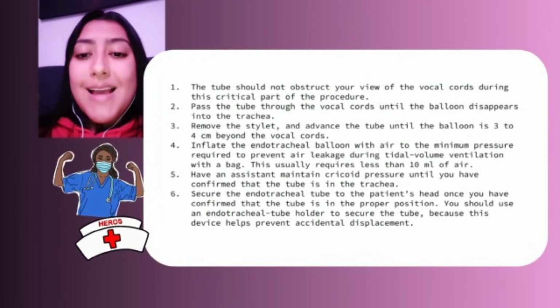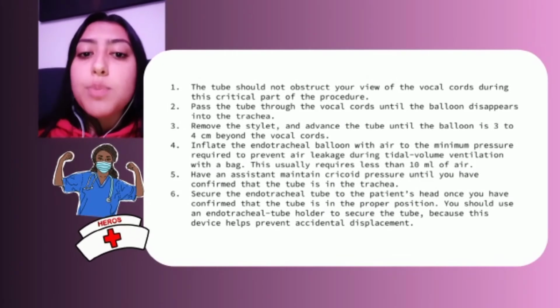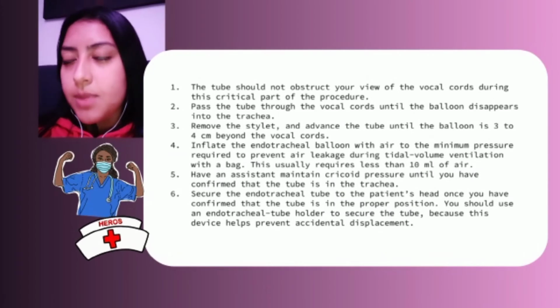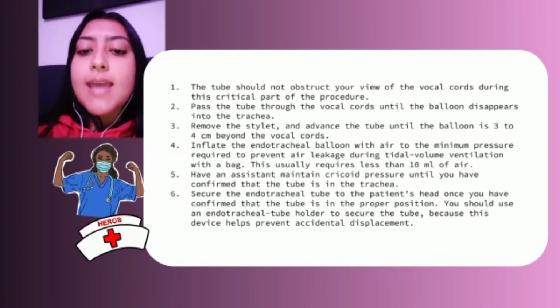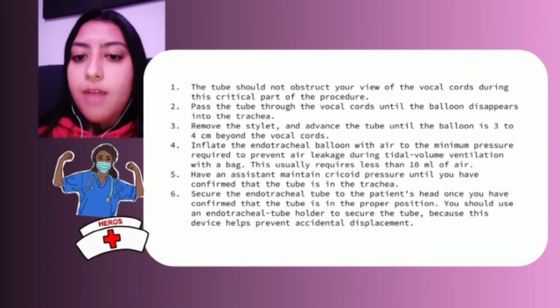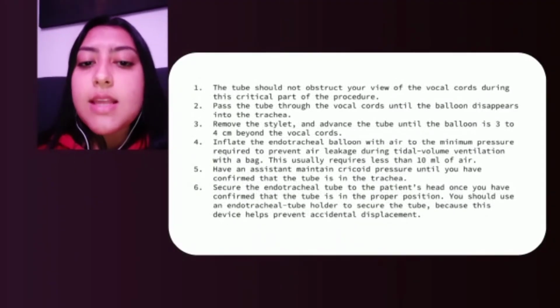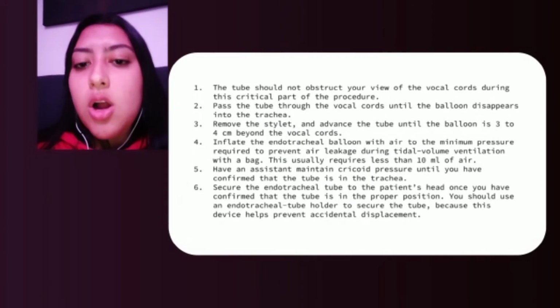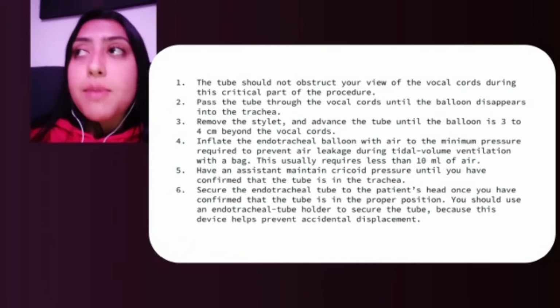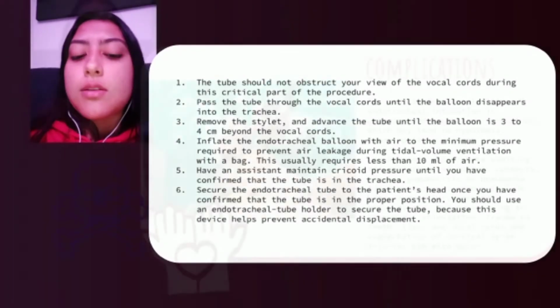Have an assistant maintain cricoid pressure until you have confirmed that the tube is in the trachea. And finally, secure the endotracheal tube to the patient's head once you have confirmed that the tube is in the proper position. You should use an endotracheal tube holder to secure the tube. This helps prevent accidental displacement.